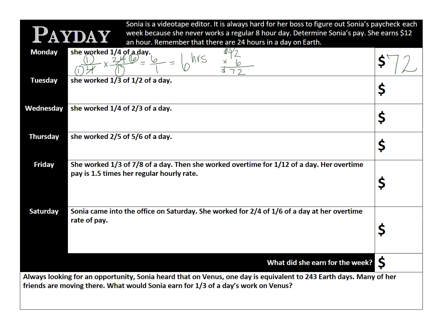On Tuesday, she worked 1/3 of 1/2 of 1 day. We're going to first multiply 1/3 times 1/2. We cannot reduce before we multiply. 1 times 1 is 1. 3 times 2 is 6. Now we're going to multiply by 24 hours.